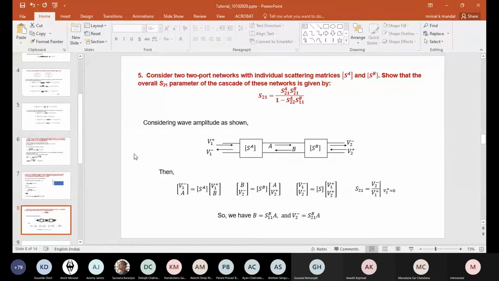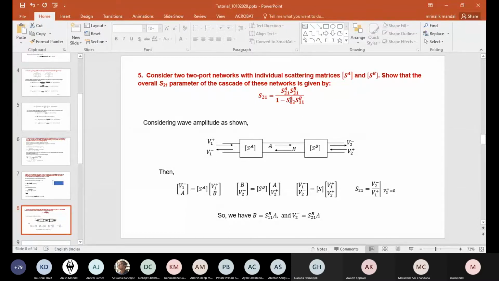Next one. It is on S parameters. We have two two-port networks. The input voltage is defined in terms of the incident and reflected voltages, V1 plus and V1 minus, and at the output of the second network, this is V2 minus and V2 plus. We have to find out the overall S21.